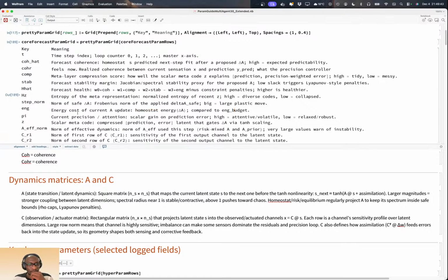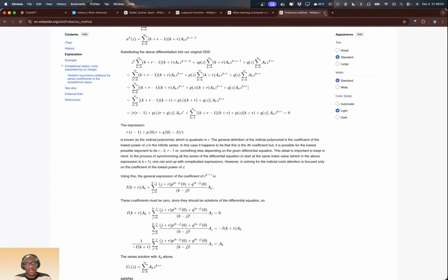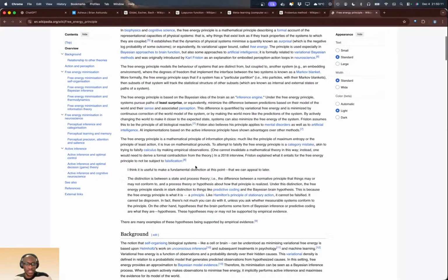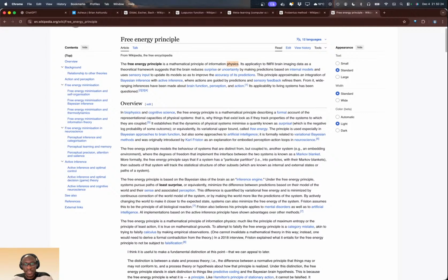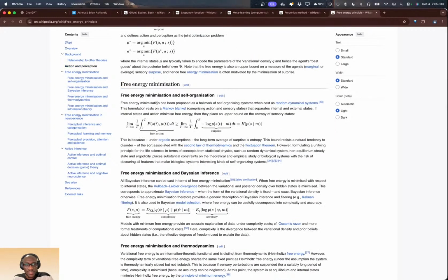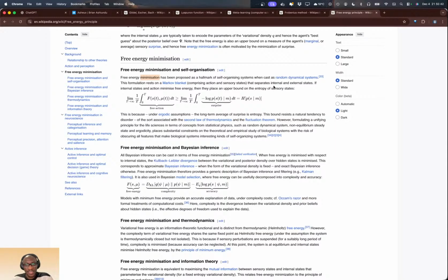So energy is something you have to keep within its budget. This idea of energy comes from the free energy principle. If you're familiar with one of the theories of consciousness, the free energy principle is another famous one being explored. It's a mathematical principle of information physics, used in cognitive neuroscience. Free energy minimization as self-organization has been proposed as a hallmark of self-organizing systems when cast as random dynamical systems.